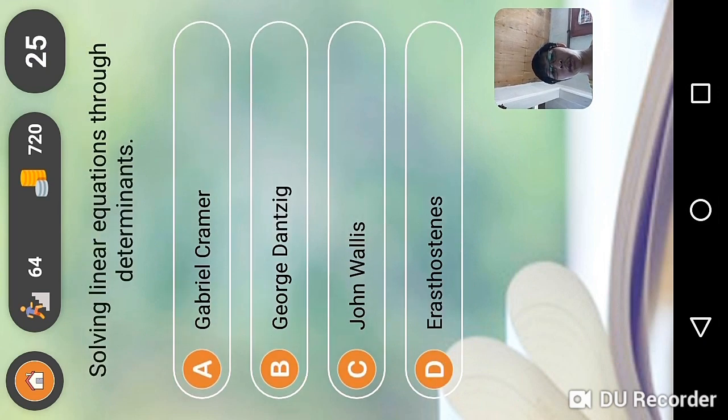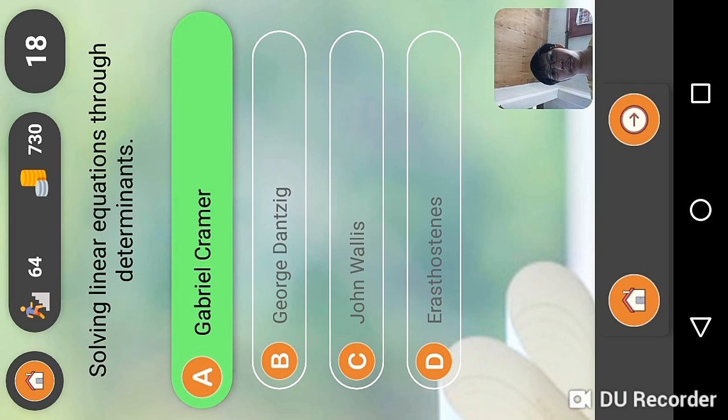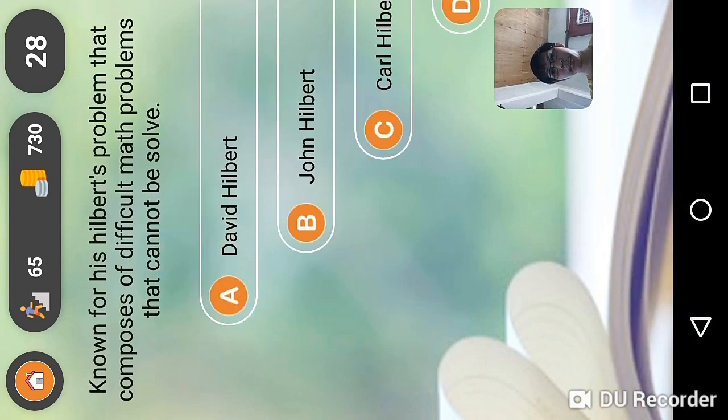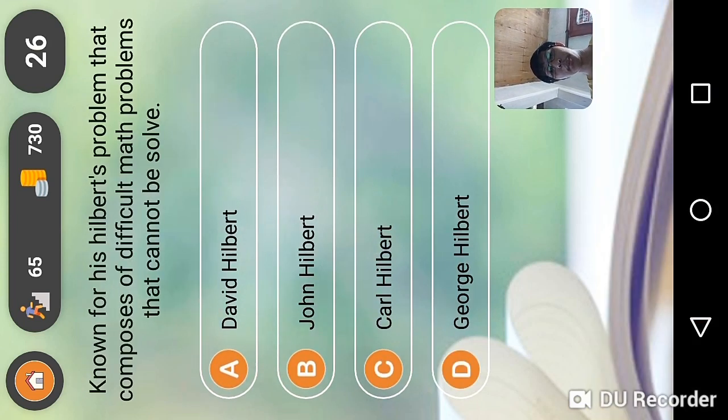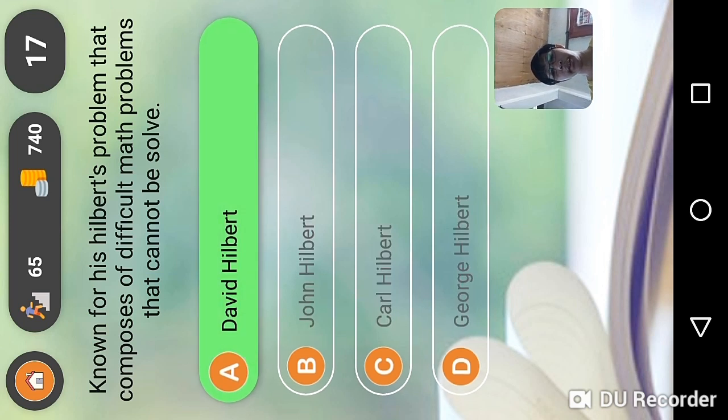Solving linear equations through determinants. Ito ay kay Gabriel Cramer. Known for his Hilbert's problems that comprise difficult math problems that cannot be solved. David Hilbert.